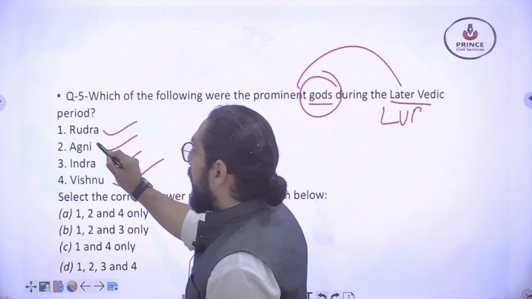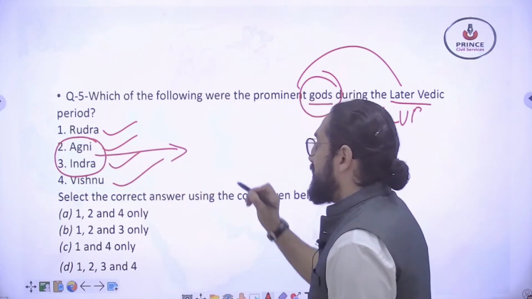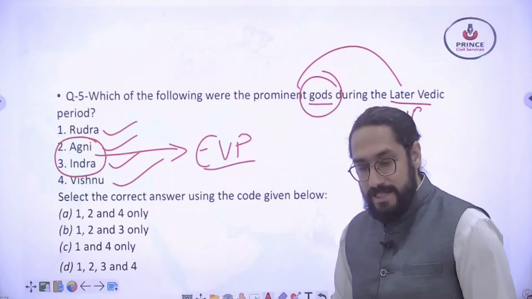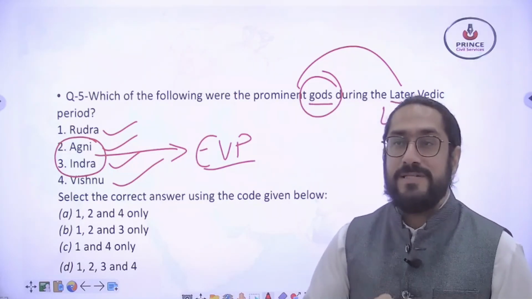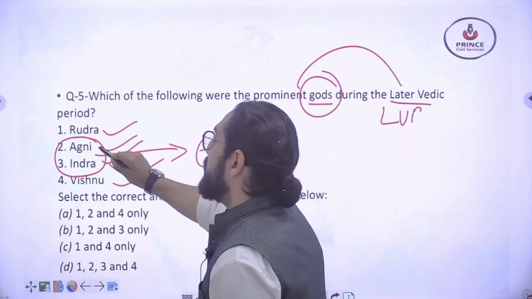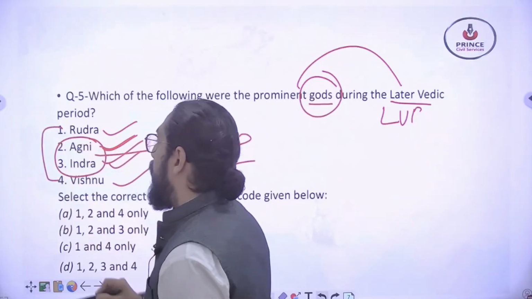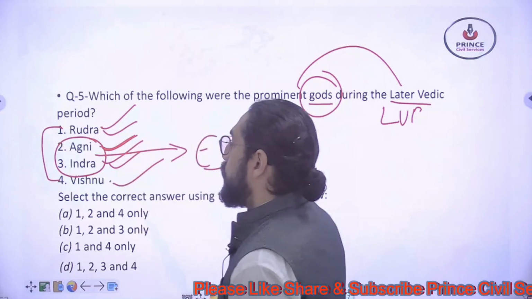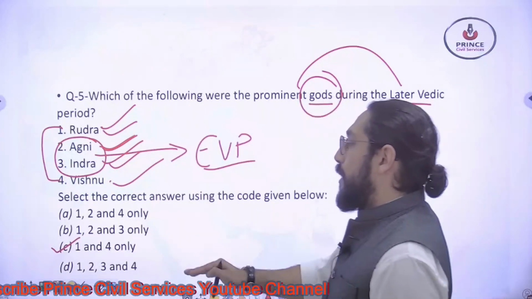Agni and Indra were prominent gods in the early Vedic period. We have discussed the mode of worship and the reason for worship. Now the gods were different also. In the early Vedic period, the prominent gods were Indra and Agni, but in the later Vedic period, the gods who became prominent were Rudra and Vishnu. So 1 and 4 should be the answer, and the right option is C, 1 and 4.